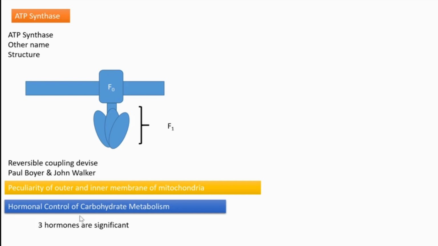Then we are going to see another section, hormonal control, because by this way we finish all the pathways of carbohydrate metabolism. Now we need to see how carbohydrate metabolism is regulated. Mainly three hormones are significant: insulin, glucagon and epinephrine. Among these, insulin is secreted whenever the blood glucose level becomes high. The other two hormones, glucagon and epinephrine, are secreted when the blood glucose level comes down.